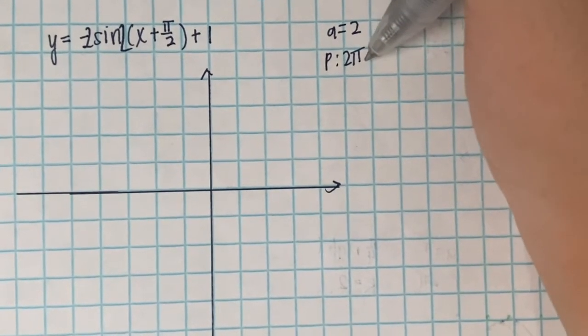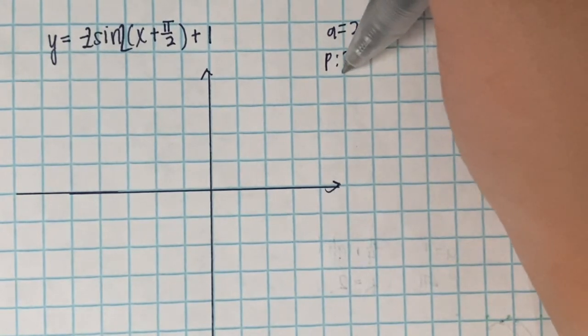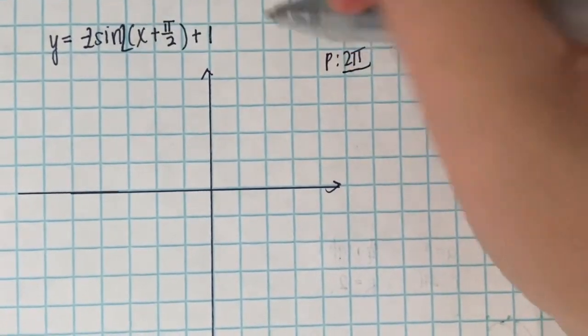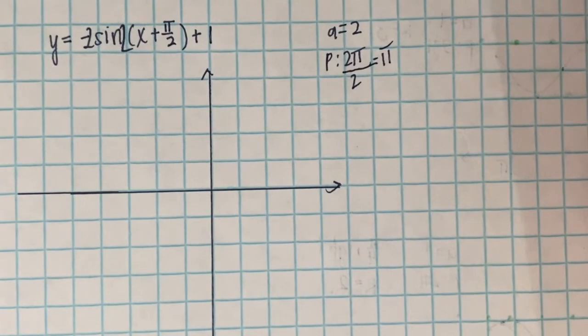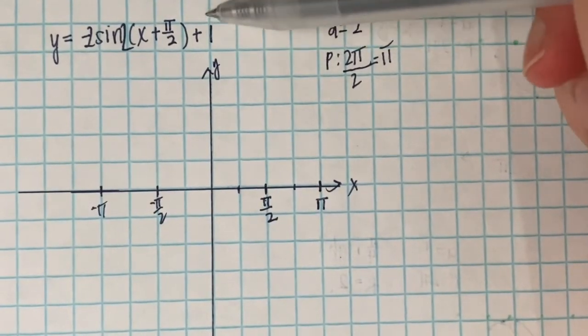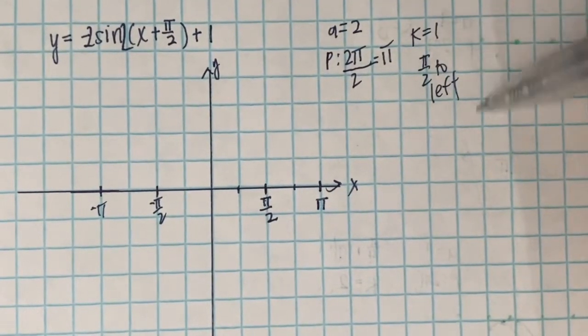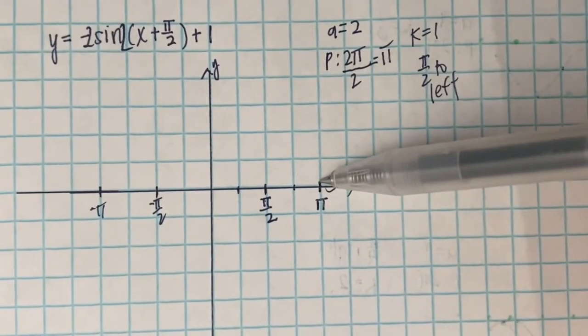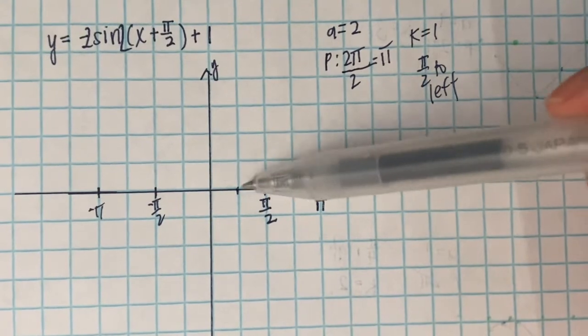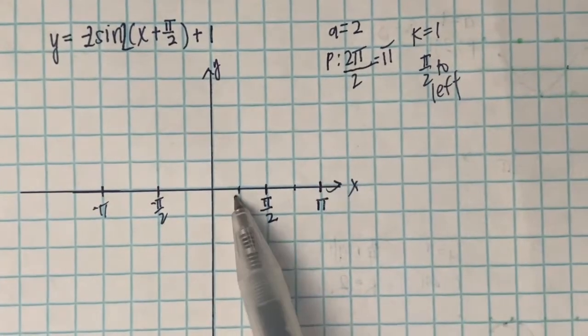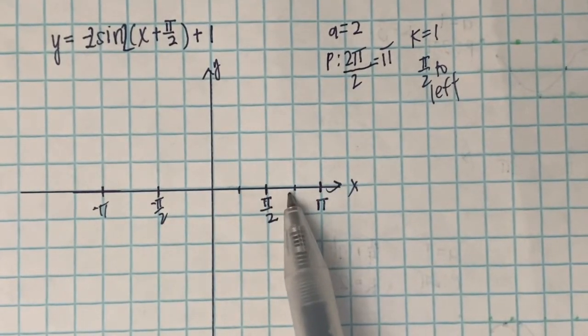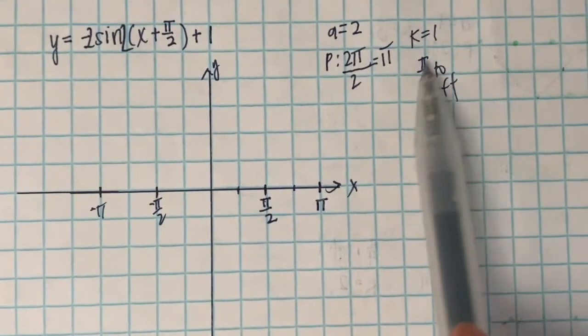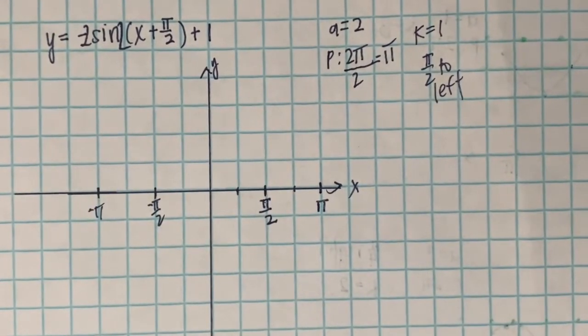Amplitude is 2, and to find the period, we want to divide 2 pi by our b number, which here is 2. So our period is going to be pi. We have a vertical translation of 1, and we have a phase shift of pi over 2 units to the left. Now, because the period is pi, and I divided the pi into fourths, each of these boxes is going to represent pi over 4, and to shift pi over 2 to the left, we're going to have to move 2 boxes over to the left.